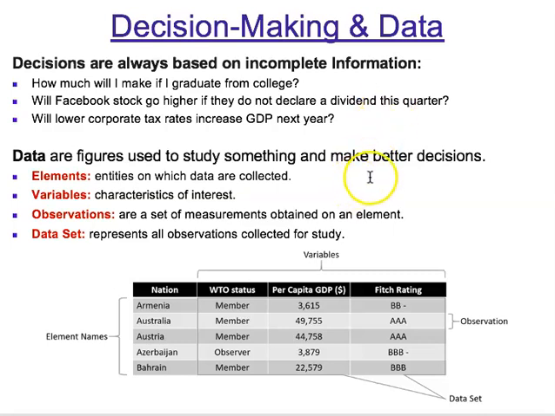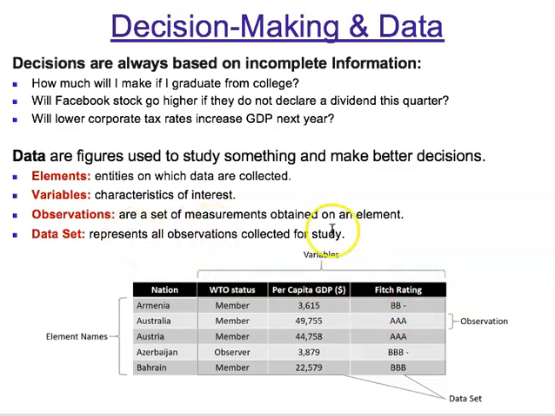Data are figures used to study something and make better decisions. Data is information. And we can think of data here in four ways. There's what we call elements, which are the entities on which data are collected. For example, down here we have some nations that are being looked at: Armenia, Australia, Austria, and so forth. So these would be the elements on which we're collecting data. Variables are the characteristics of interest. So these elements have variables: their World Trade Organization status, their per capita gross domestic product, and their Fitch bond rating.